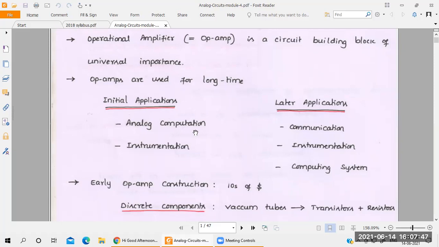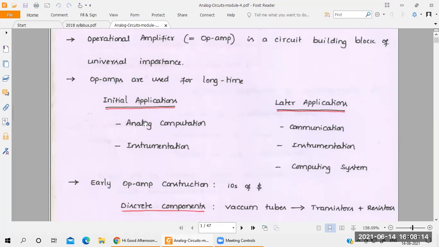We can go for analog computations. We can go for instrumentation methods here. Analog computation means we can operate on the signal with respect to time. The signal is varying with time, so that we can compute here. Instrumentation means we can measure different parameters like heat, pressure, temperature and so on.